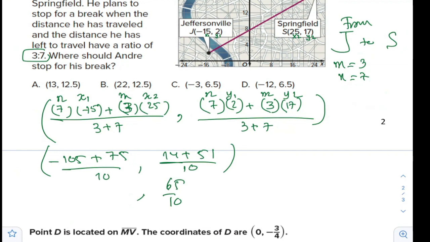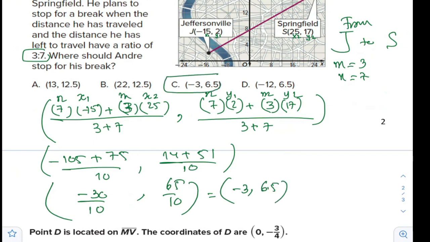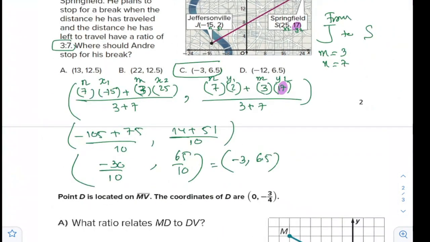(65/10), and this one 75 minus 105, which is -30/10, which is equal to -3 and 6.5. So here is the location that we are looking for. We had made a slight mistake here. We forgot to put it, so we have to be careful. Yes, it's a nice question.